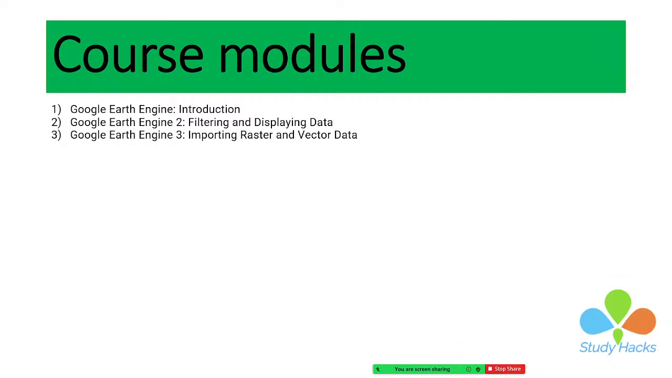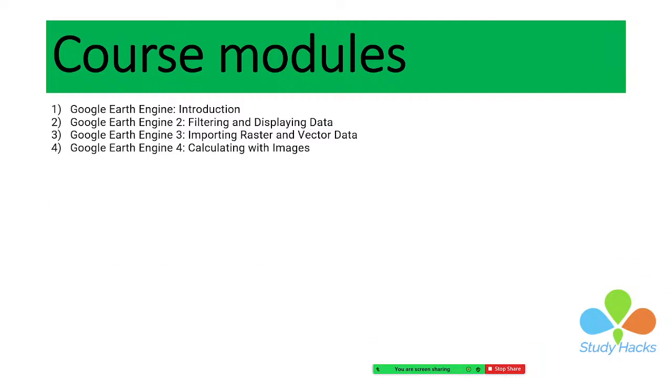Then import the raster and vector data. Suppose you have your own raster data or vector data, and you want to use this data in the Google Earth Engine platform and work with it. That is also possible in Earth Engine. You can easily import your raster and vector data into the Earth Engine platform, and then you can easily work with it.